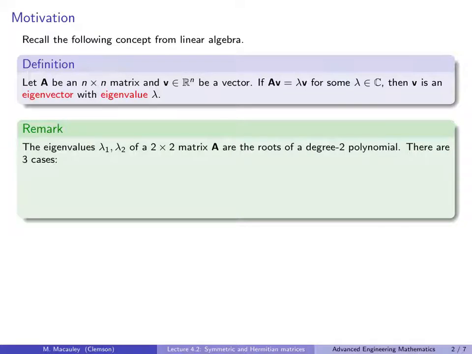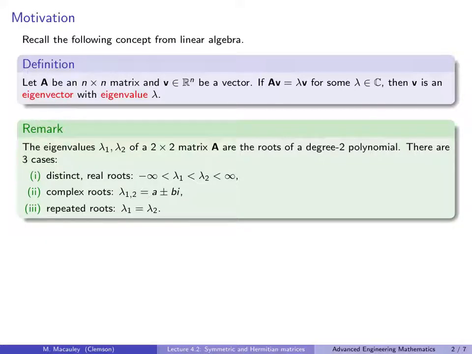Recall that if you have a 2 by 2 matrix A, then the eigenvalues, let's call them lambda 1 and lambda 2, are the roots of a degree 2 polynomial. And we'll review this when we see some examples. But in general, there are three cases to consider. Case 1, there are distinct real roots. So let's say without loss of generality that lambda 1 is less than lambda 2. Case 2, there are complex roots. Let's call them a plus bi. And case 3, there are repeated roots, lambda 1 equals lambda 2. That happens when b is equal to 0, and so if they're repeated, they have to be real.